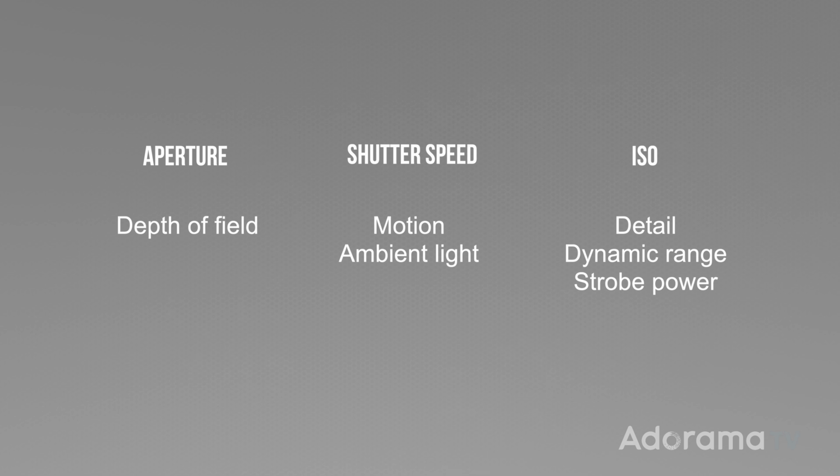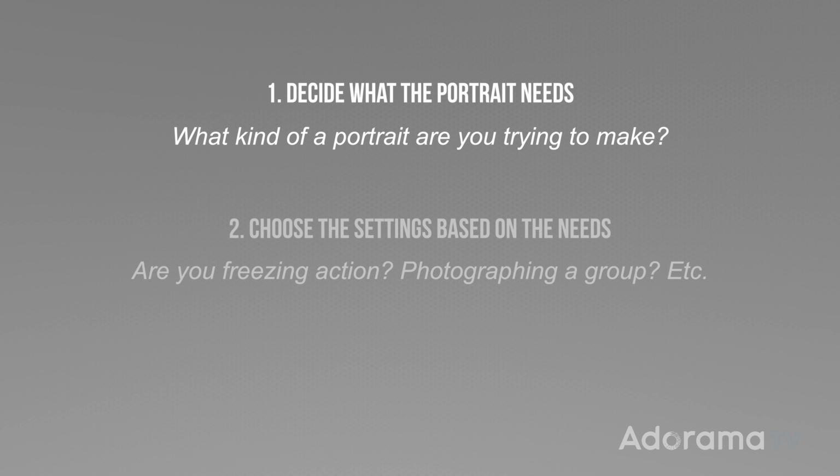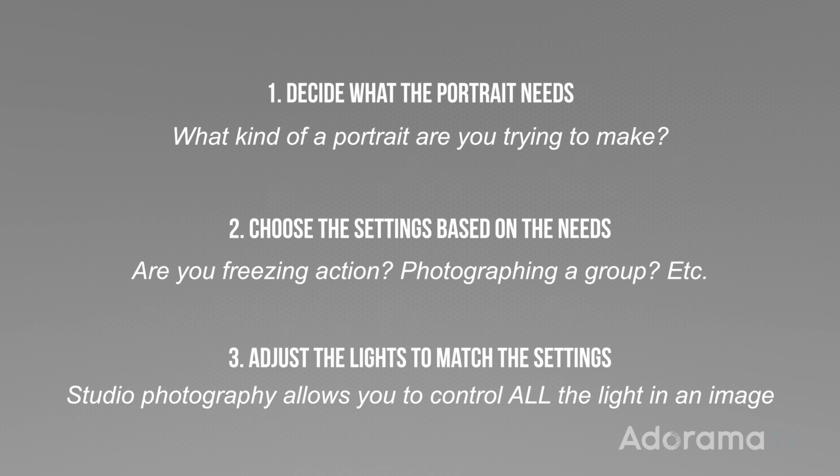Aperture affects your depth of field. Shutter speed affects motion and controls how much ambient light appears in the image. ISO affects detail, dynamic range, and how much power you need from your strobes. So if several different combinations of settings can produce the same exposure, then it only makes sense to choose those settings because of the other effects they have on the image, right? So here's my process. First, I decide what the portrait needs. Then I choose the settings based on those needs. Once I have the settings locked in, I adjust the lights to match those settings.